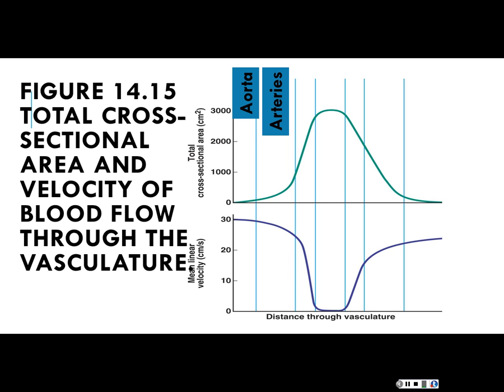Next in line would be the arteriole. My animation got off a little bit, so I'm going to back up the animation so you can see the plot. Next in line would be the arterioles. I want you to notice here, the cross-sectional area. What happens at the arterioles? It transitions significantly.